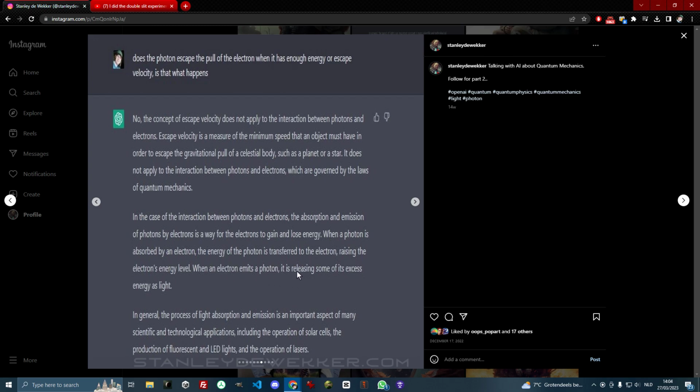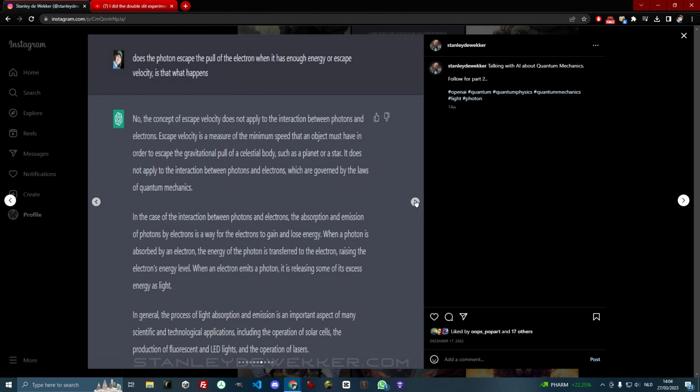When an electron emits a photon, it's releasing some of its excess energy as light. So it's releasing excess energy as light. But light is photons, and if you release energy as light, then it must have been light to begin with, right? You cannot just create light and photons from nothing. Is there some process where the energy is converted?